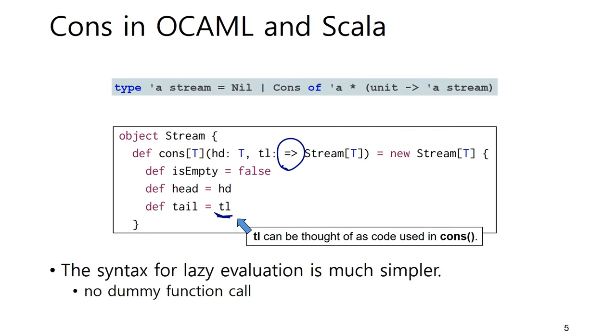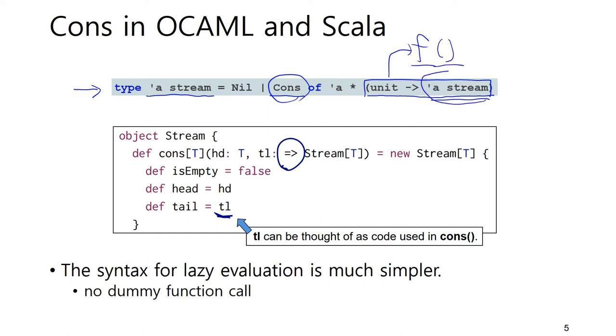Here's the comparison of the cons operator in OCaml and Scala. This is the definition of a stream in OCaml. And we see that the cons operator takes a function of this type for the remaining element. So as a result, in order to obtain the remaining element, you have to actually extract this function, say f, from the cons operator, and then apply this function to a dummy argument of type unit. Only then you can obtain the remaining element.